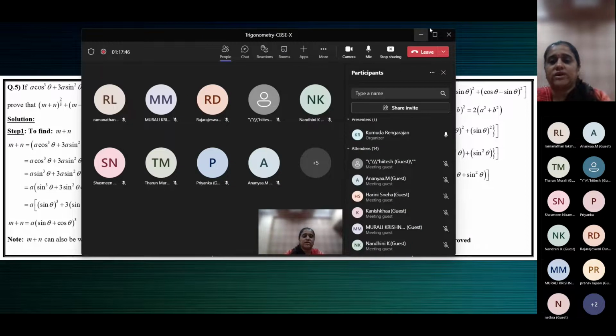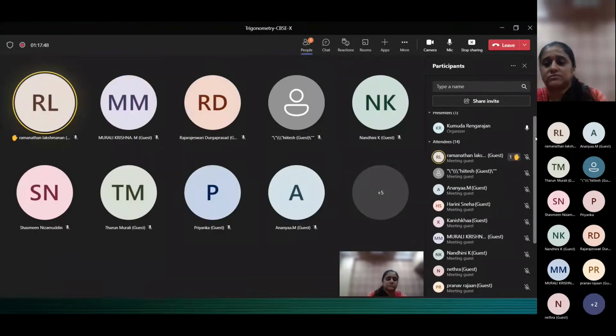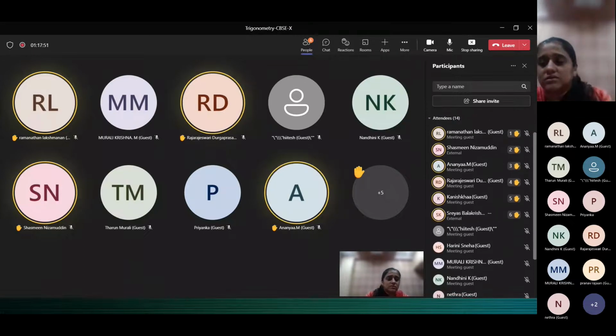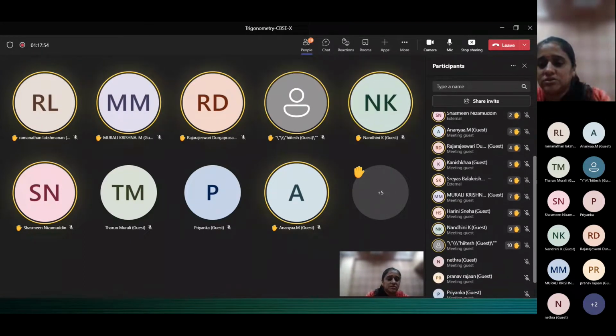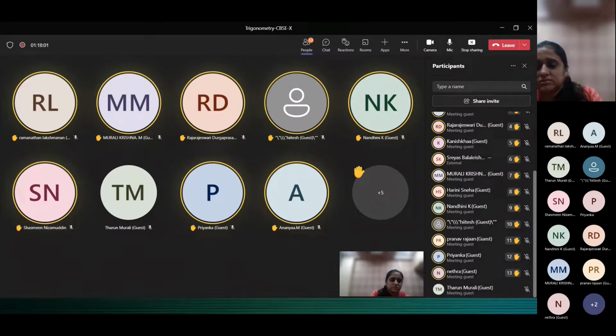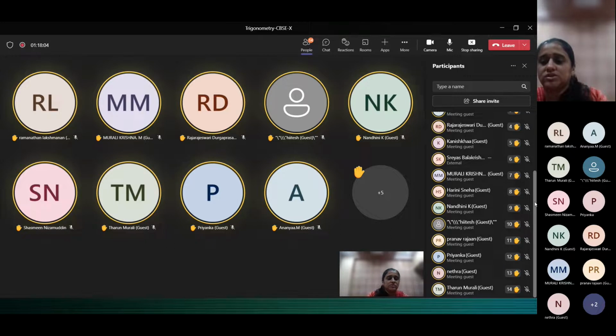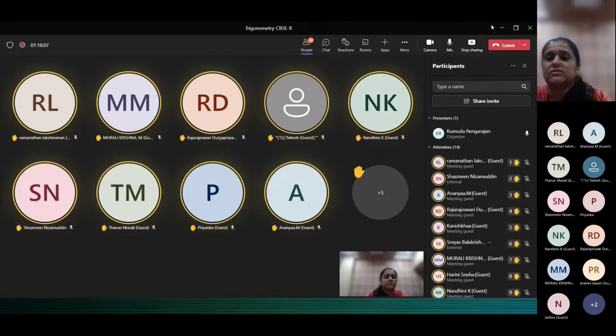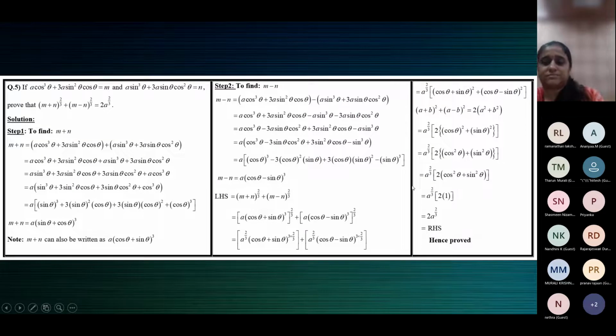Class, use the emoji. Raise your hand. Ramnathan, Sashmin, Ananya, Rajarajeshwari, Kanishka, Shreyas, Murali, Harani, Sneha, Nandini, Hitesh, Pranav, Netra, Priyanka, and Tarun Murali. Very good, children. Please ask me whatever your doubt may be. Your doubt will help me make the answer clear for the others.